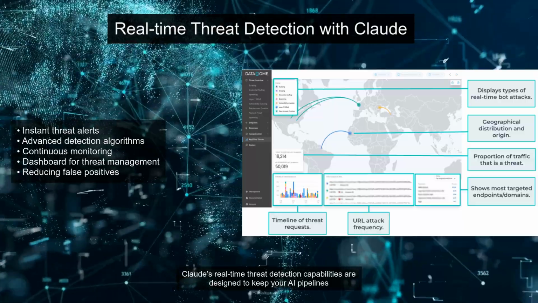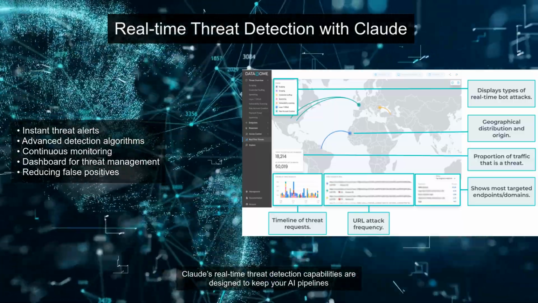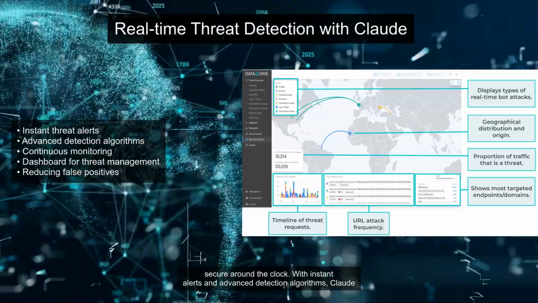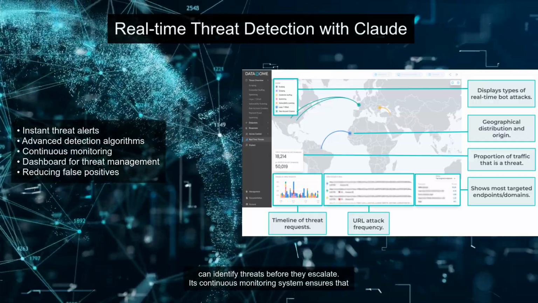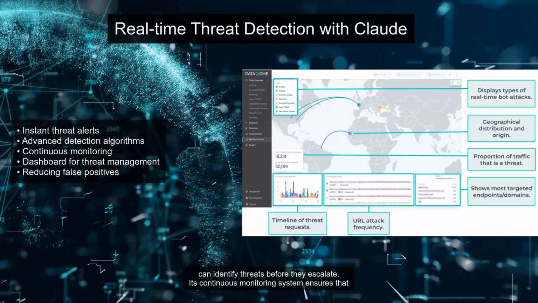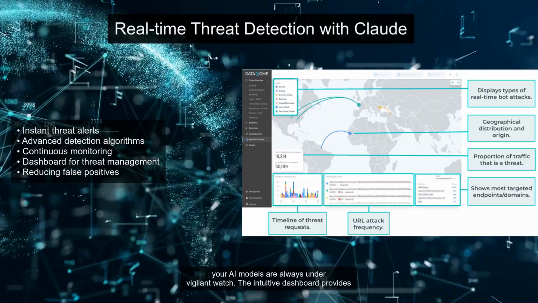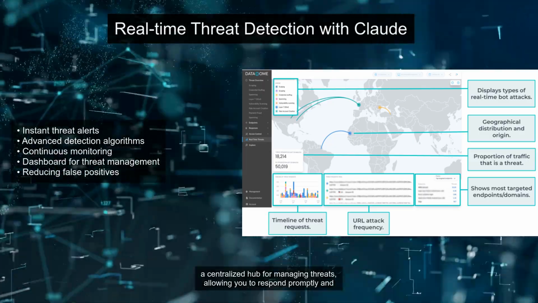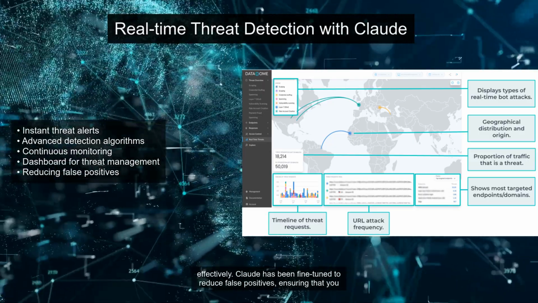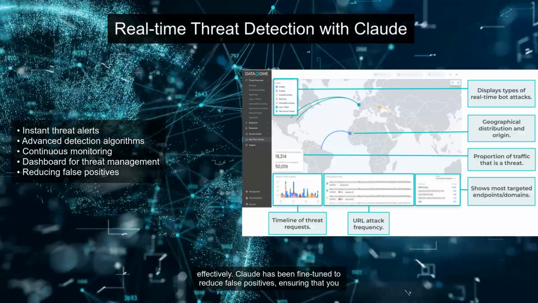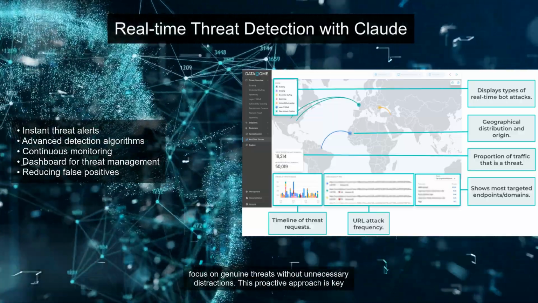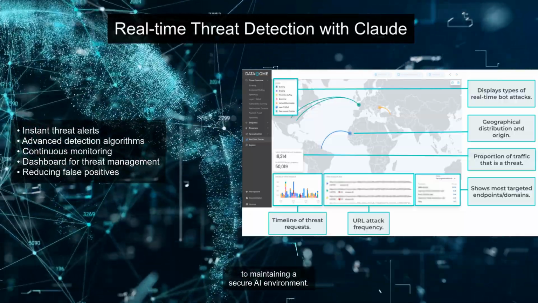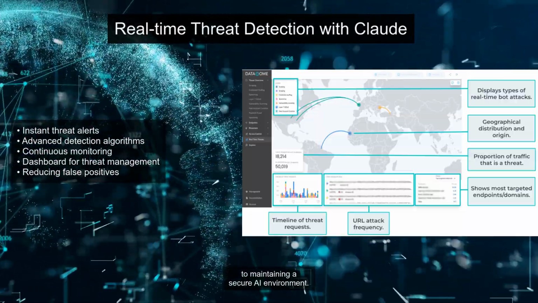expertise levels. Claude's real-time threat detection capabilities are designed to keep your AI pipelines secure around the clock. With instant alerts and advanced detection algorithms, Claude can identify threats before they escalate. Its continuous monitoring system ensures that your AI models are always under vigilant watch. The intuitive dashboard provides a centralized hub for managing threats, allowing you to respond promptly and effectively. Claude has been fine-tuned to reduce false positives, ensuring that you focus on genuine threats without unnecessary distractions. This proactive approach is key to maintaining a secure AI environment.